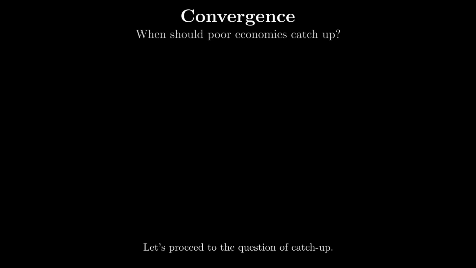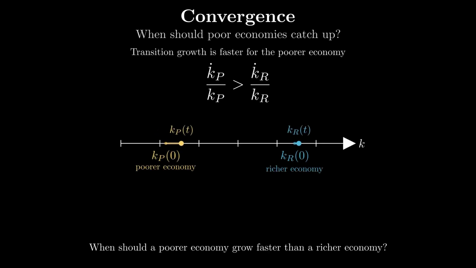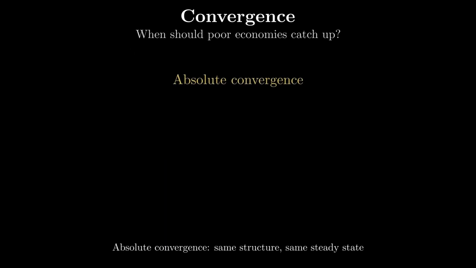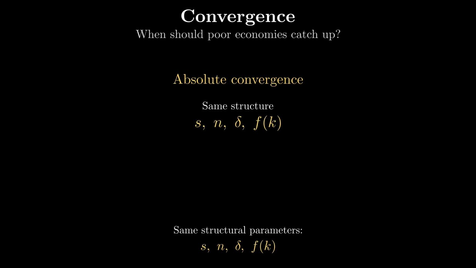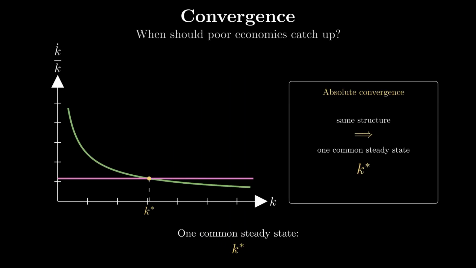Let's proceed to the question of catch-up. When should a poor economy grow faster than a richer economy? The simplest case is absolute convergence. This means two economies have exactly the same structural parameters: same saving rate, same population growth, same depreciation, and the same production technology. Then, they face exactly the same phase diagram, and therefore the same steady state, K star.